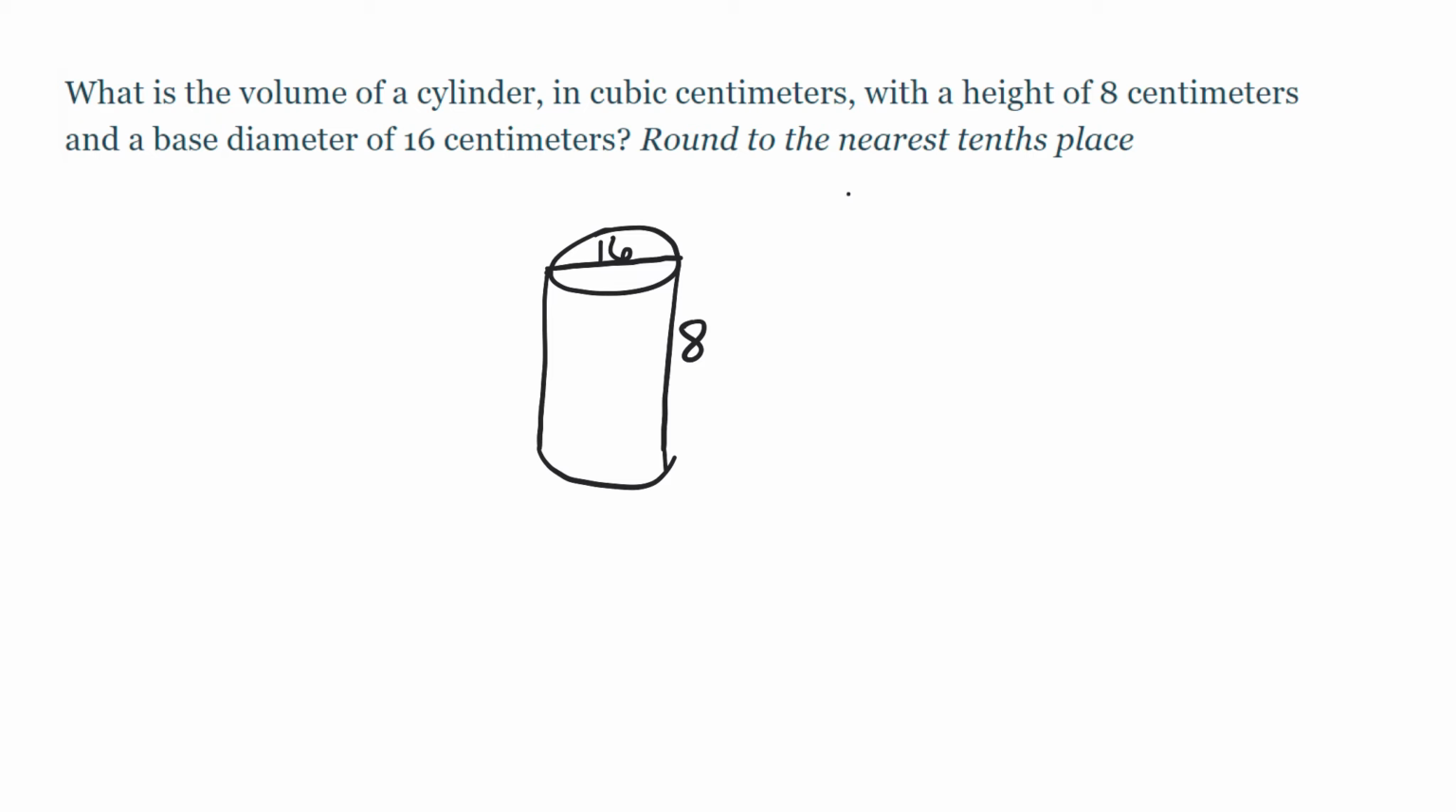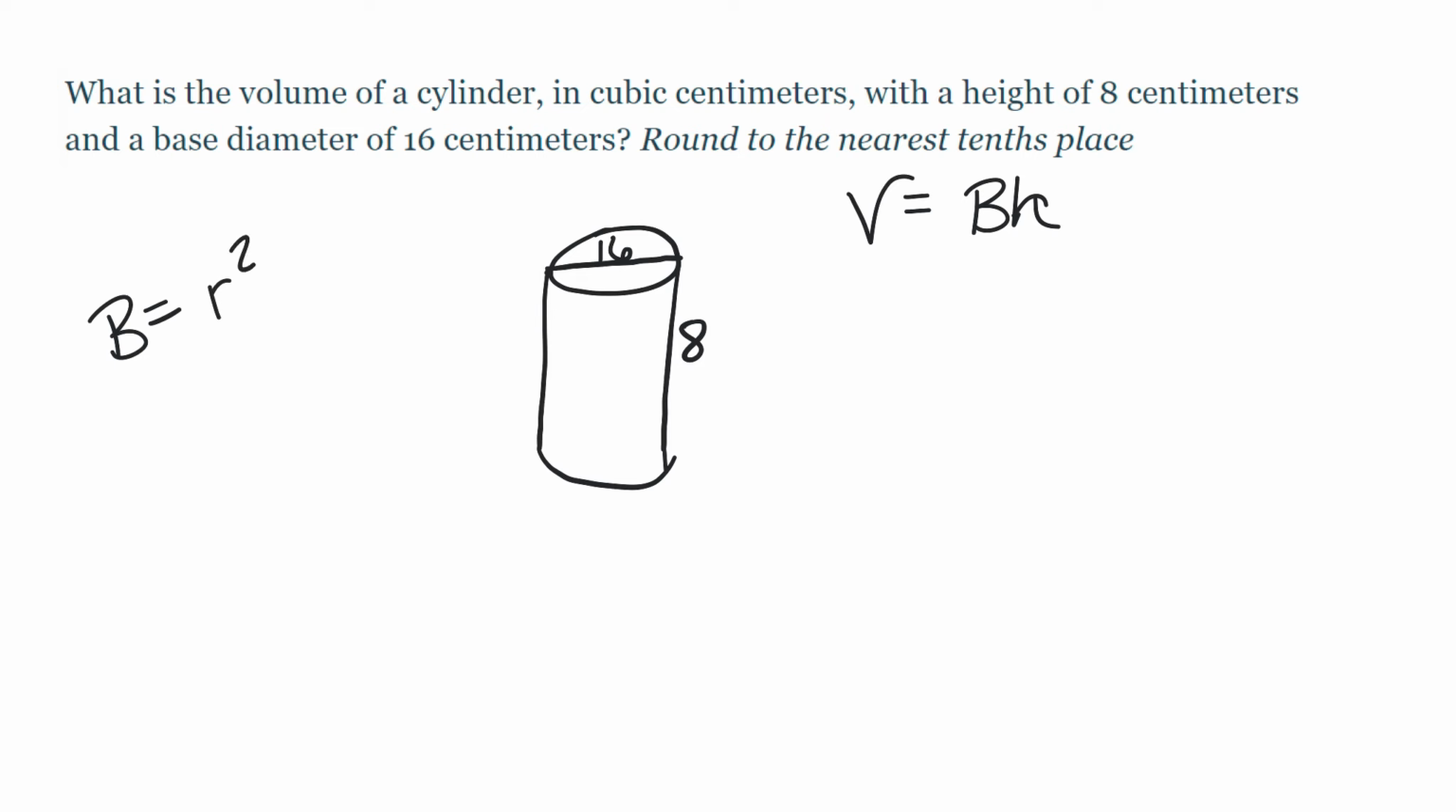So what we need to do, again, volume essentially is base area times height. You will have a different formula and you're welcome to use this, but I prefer just to find the base area. Well, our base shape is a circle.